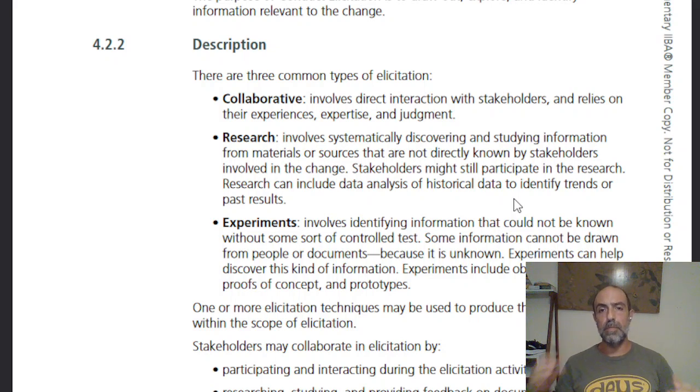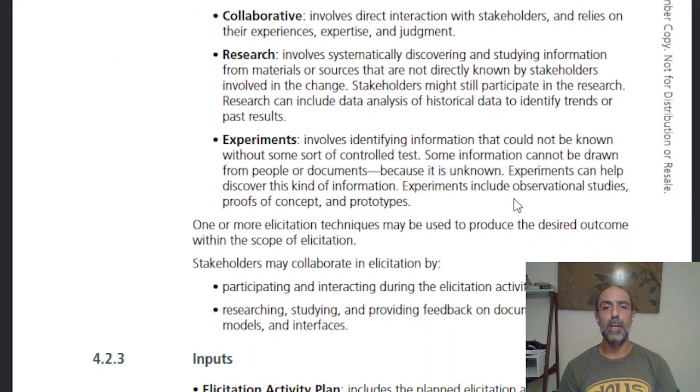So collaborative involves direct interaction with stakeholders and relies on their experience, expertise, and judgment. Research involves systematically discovering and studying information from materials or sources that are not directly known by stakeholders involved in the change. Stakeholders might still participate in the research. Research can include data analysis or historical data to identify trends. Remember, you're the person that's in charge, so you always get to do this or this or this or this or figure something out. Experiments involve identifying information that could not be known without some sort of controlled test.